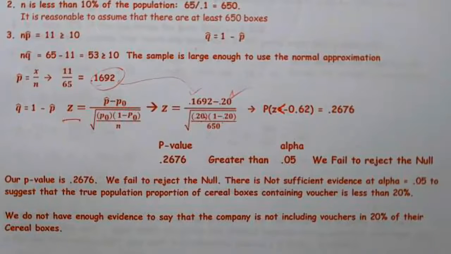All right. Now, please note, I didn't say we proved that they had 20%. We didn't. We just say there's not enough evidence to say that they don't have 20%. So we can't conclude that they don't. So we can't say that the company is shorting these college students. They apparently are getting all the cereal vouchers they're supposed to get. All right.